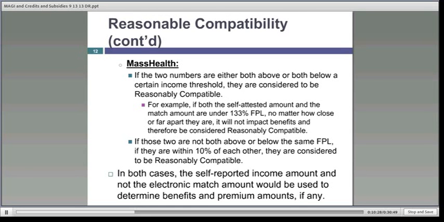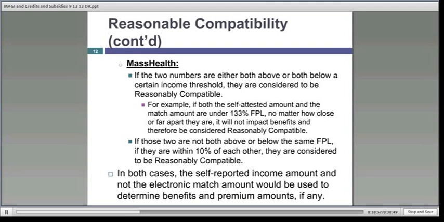If, however, somebody claims the two numbers are not both above or both below, that's when we're going to drop to the 10% rule that's used for premium tax credits, which is that they need to be within 10% of each other, the self-attested number and the number from the data match. And if they're not within 10% of each other, then we'll drop to paper verification.